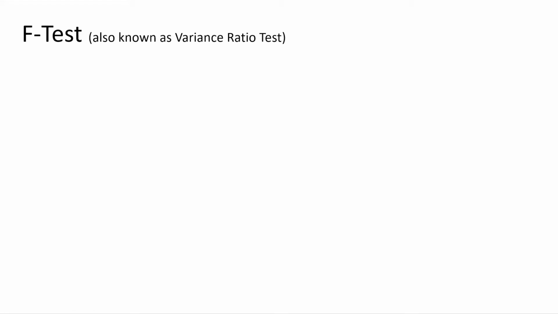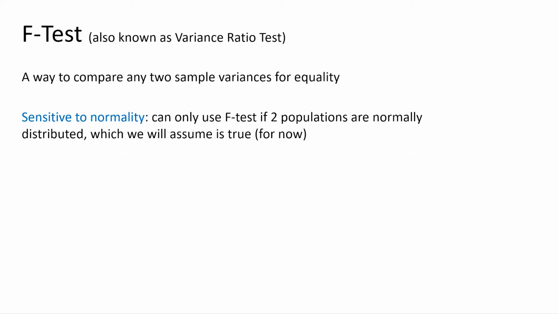So an F-test is also known as a variance ratio test. It's a way to compare any 2 sample variances for equality. It is very sensitive to normality. We can only use the F-test if the 2 populations are normally distributed, which as of now, we will assume is true. Later on, we'll do a test to see if they're normal first, but right now we'll assume that they are. And what normally distributed means, just as a reminder, is this. We need both samples to have distributions like this.